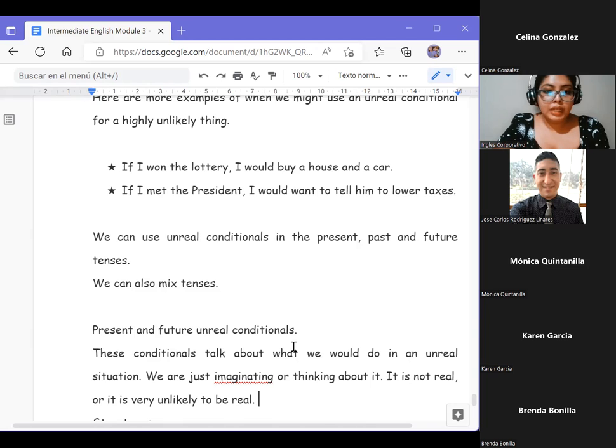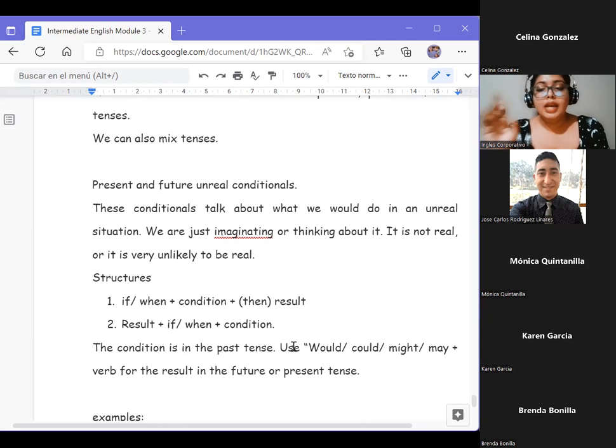So, in that case, we have two different structures. In the first one, we are going to write the condition at the beginning of the sentence. And in the second one, we are going to write the result at the beginning of the sentence. And it is completely valid. Vamos a tener dos estructuras siempre para lo que es el unreal conditional. Lo podemos tener primero poniendo la condición al principio de nuestra estructura. If, when, plus condition, plus then, ¿qué es el resultado?